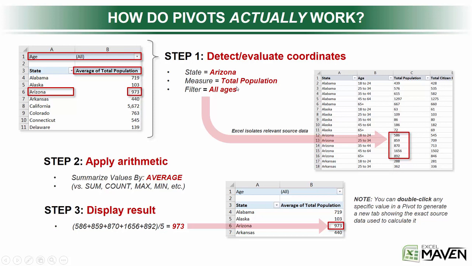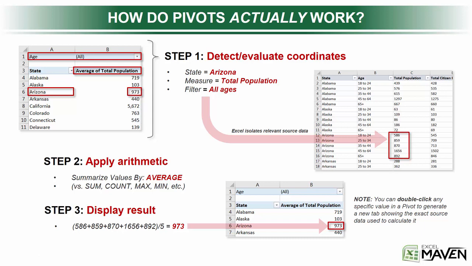So those are our coordinates, and given those coordinates, Excel then jumps into the source data and it isolates only the cells that meet those exact criteria. So in this case, there are 5 individual cells or values for the state of Arizona for all ages.